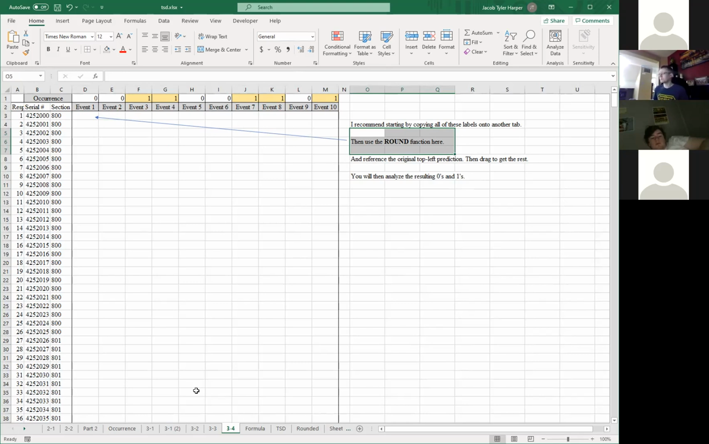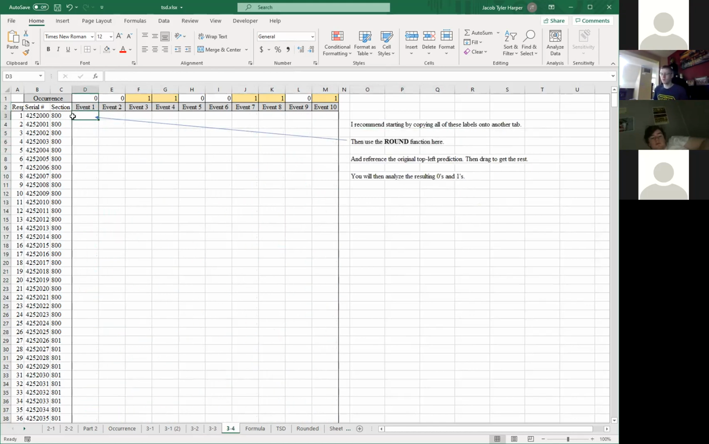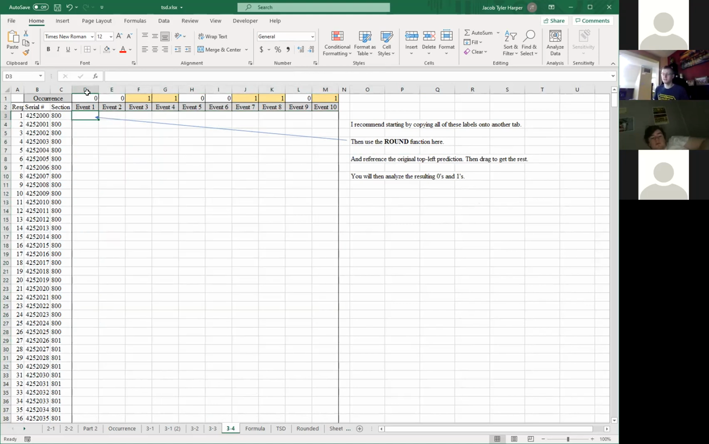The way you're going to do that is once you are inside the round function, you reference the original raw data, because remember, we didn't delete this, it's still there on another tab, and actually round that to a 0 or 1. And then this entire screen will be zeros and ones, and you're going to analyze it again for accuracy. You're going to say, oh, this is a 0 and this is a 0. That's one correct prediction. That'll be the idea there.